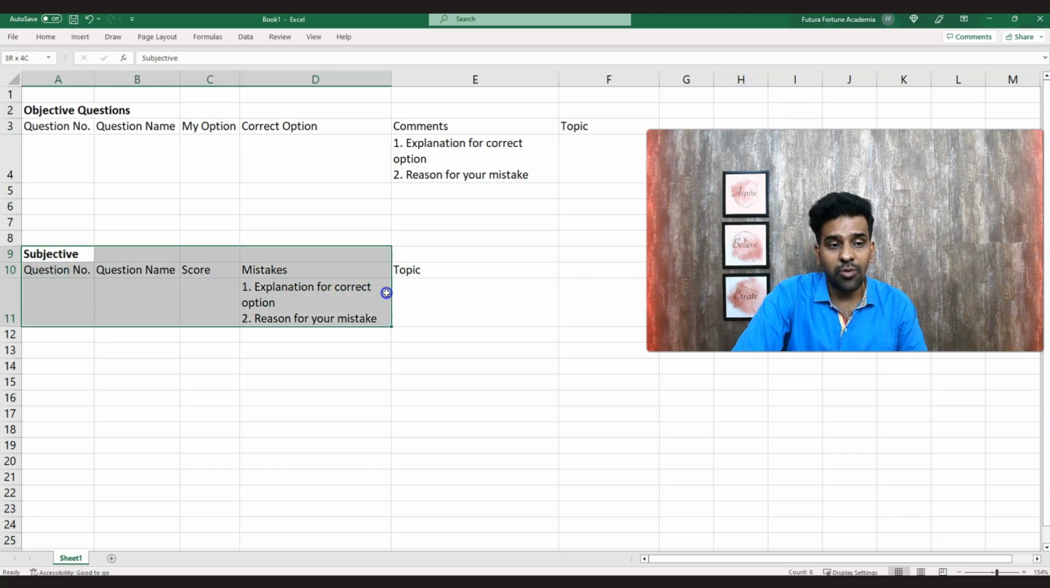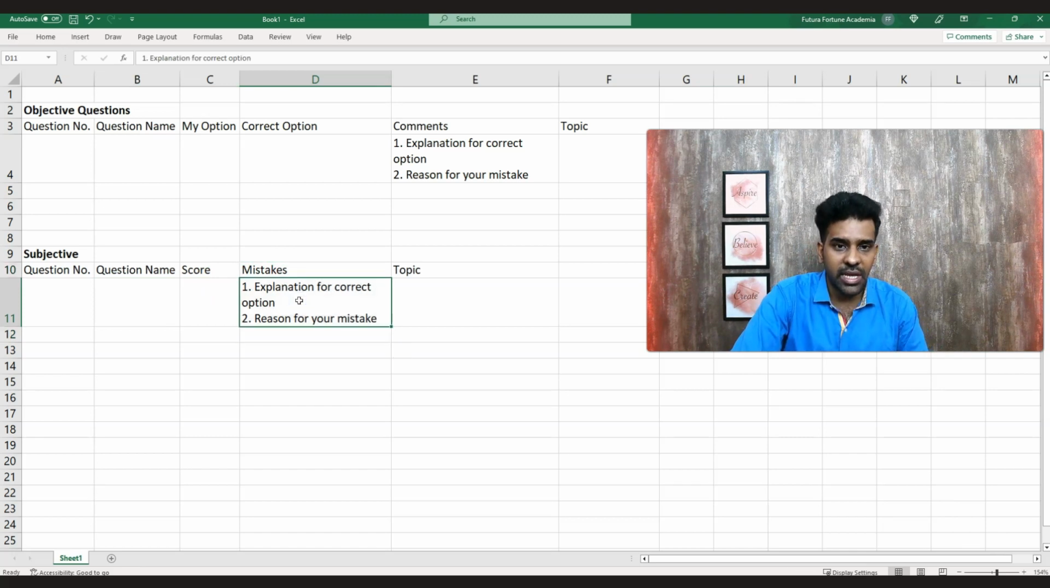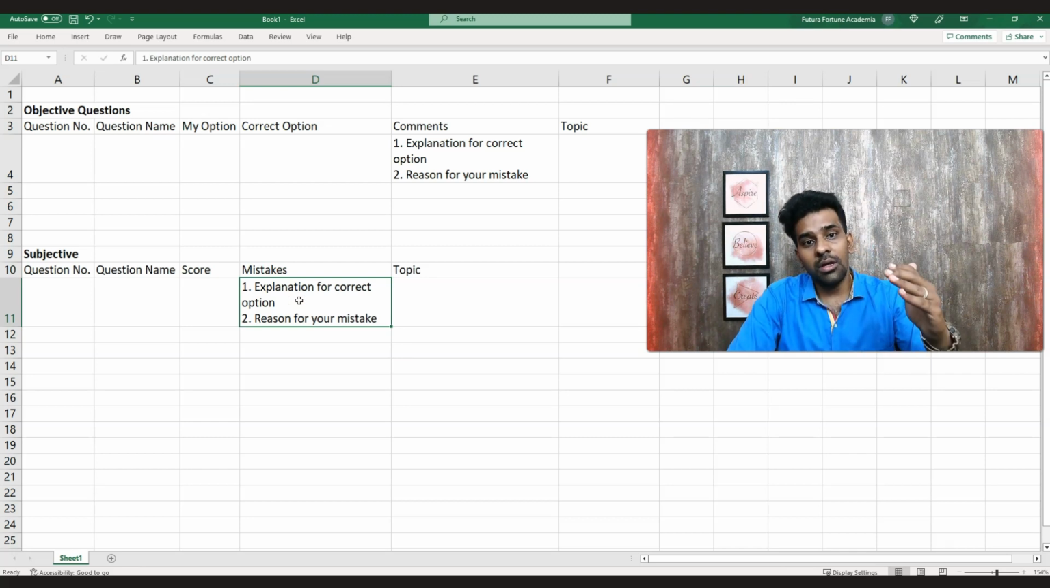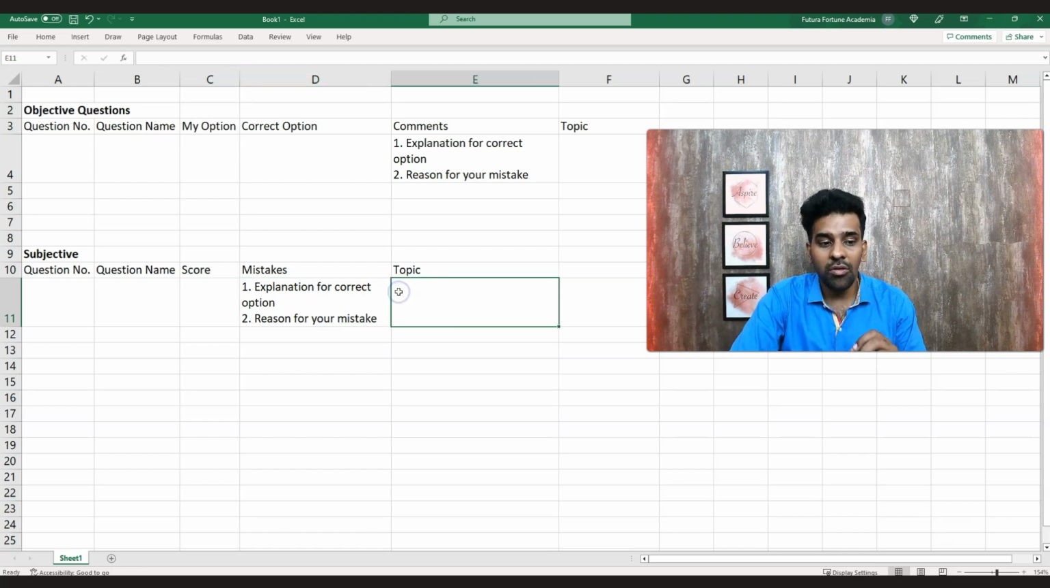Similarly, for subjective questions, note down the question number and the question name. Give yourself a score. Note down your score and mention what the mistakes are, the reasons why you made these mistakes, as well as the explanations of what the correct answer says. Give that explanation as well, and note down the topic, the particular chapter, from which this question was asked.